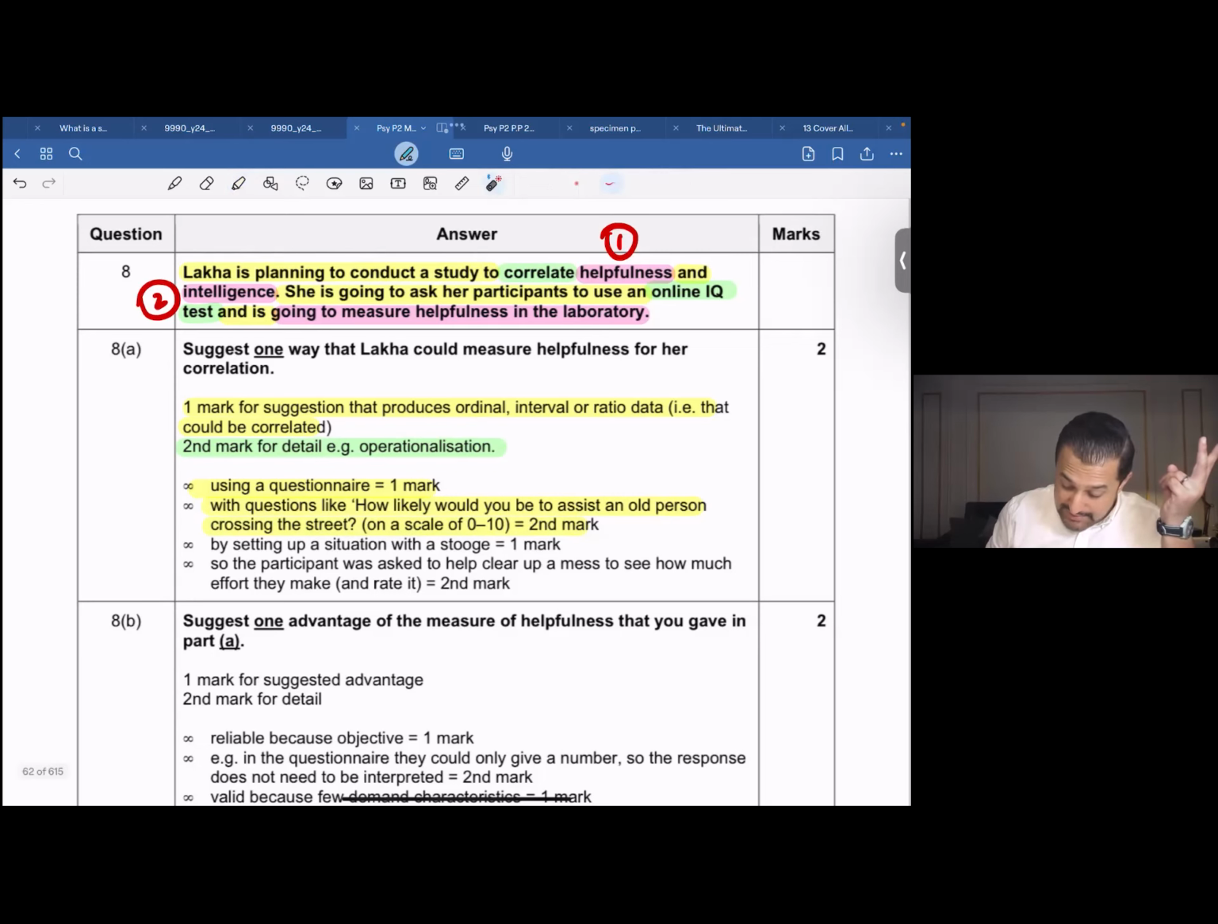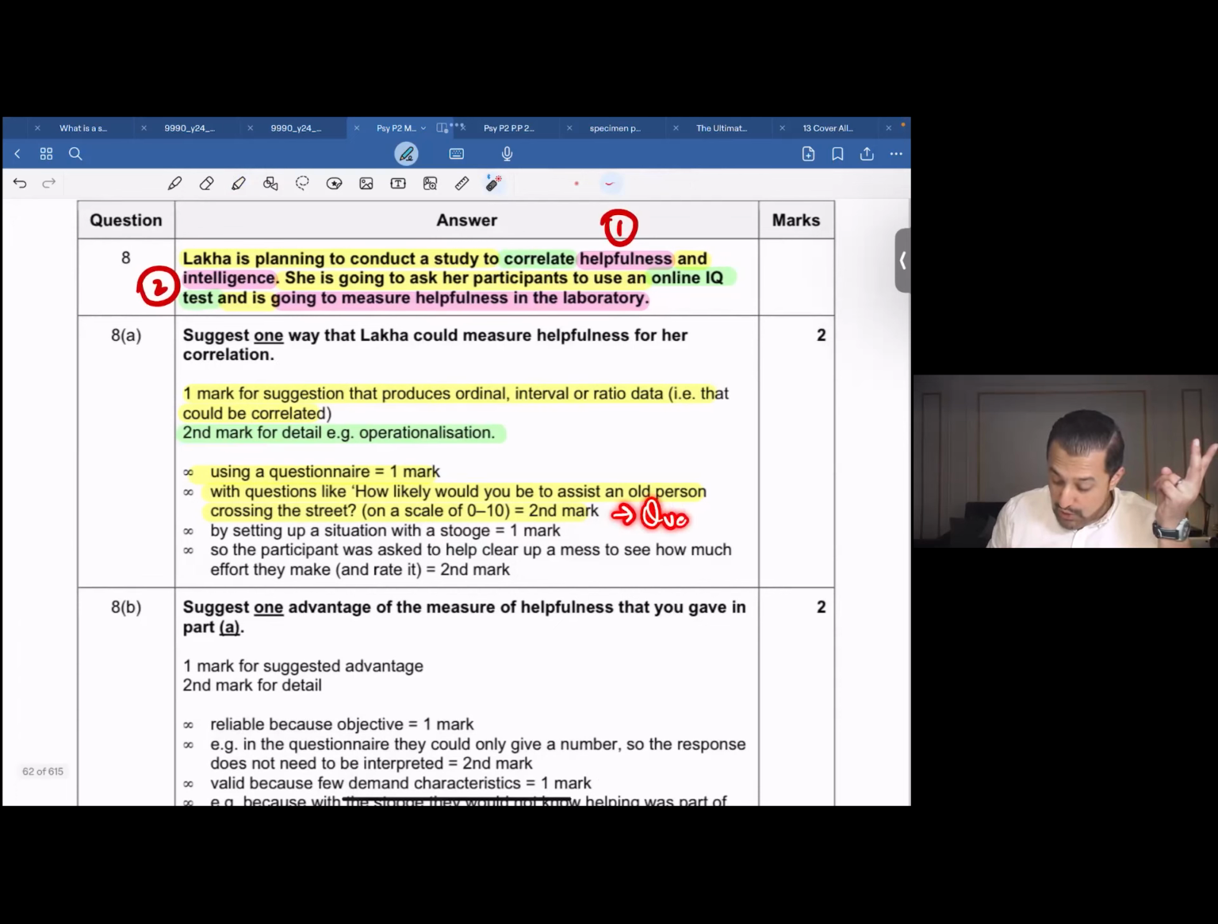Now, remember when I said use quantitative data, right? The second point over here that I've put a pointer on very clearly indicates that quantitative data is being measured. Or you could alternatively write down, by setting up a situation with a stooge, the participant was asked to help clear up a mess to see how much effort they make. Or you could use this together as a combination.